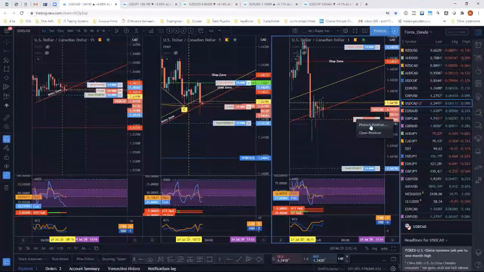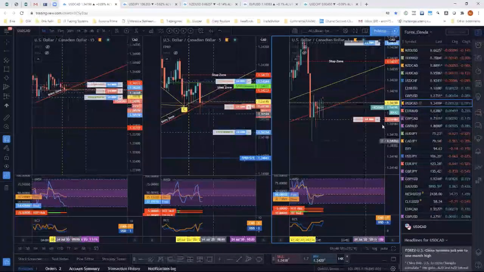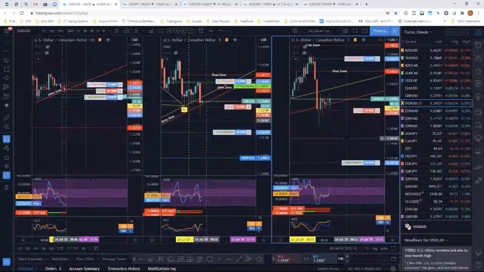And we're going to take profit. We're going to make it 7 pips. Stop loss, we're going to make it 7 pips. Modify it. Then we'll see what happens.